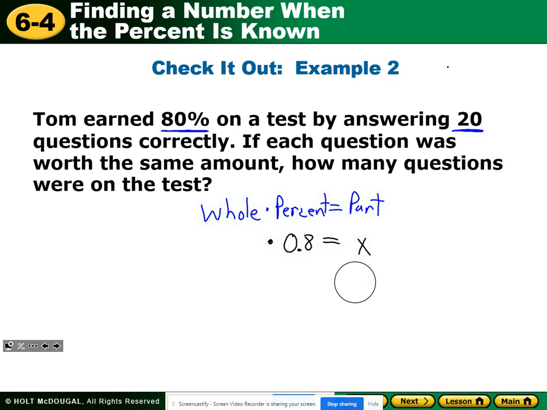Don't worry. This is the hardest part, figuring out what the part is and what the whole is. So 20 was the questions he got right. 80% was what he got right. So those are the same thing. We've got the whole number here. What do we do then, Natalie? You divide 20 over 0.8. Oh, very good.